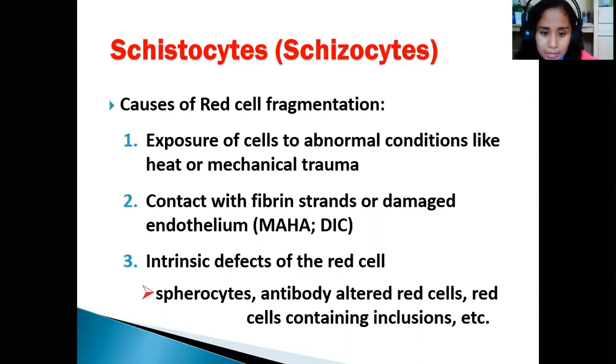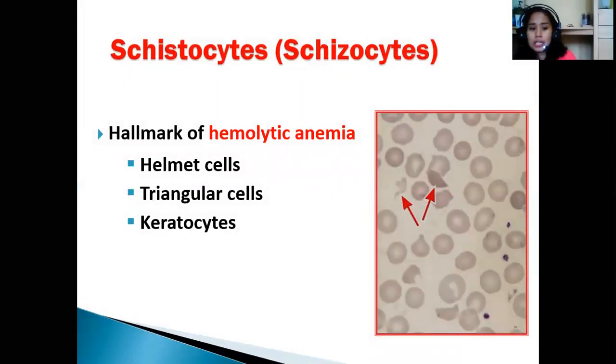What else? Intrinsic defects of red cells. So, antibody-altered red blood cells, spherocytes. Okay. The hallmark of hemolytic anemia are helmet cells. Ayan. Triangular cells or keratocytes. So, class, all of these are actually fragmented cells. So, when we talk about hemolytic anemia, this is decreased red blood cells. Why? Due to premature hemolysis.